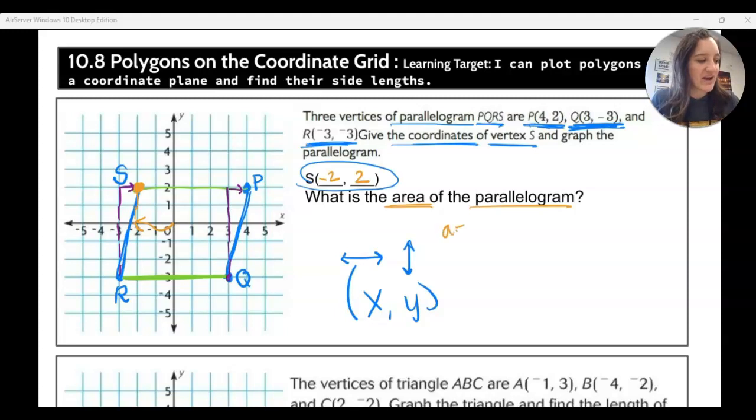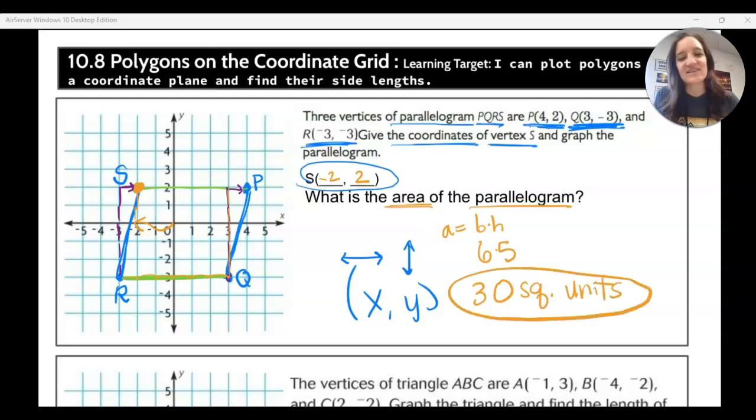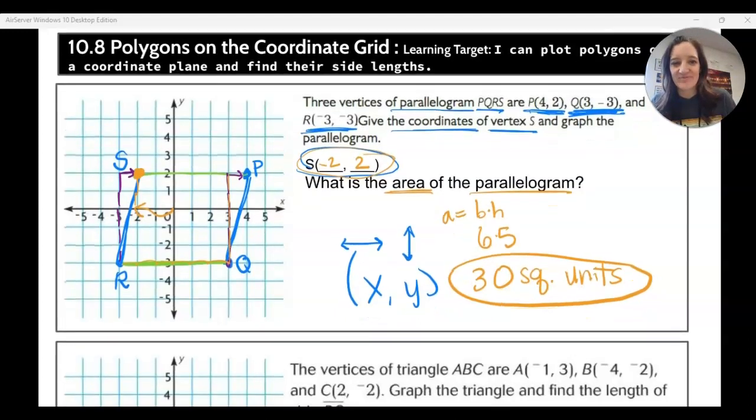And then the next question we have is, what is the area of this parallelogram? Well, we're going to remember the area is just base times height. We already counted the base, right? The base was 6. And then the height, 1, 2, 3, 4, 5, was 5. 6 times 5 is 30. We're going to make sure we write square units because it's area, and units because it doesn't tell us if it's feet or inches or miles, right? So those are the 2 answers for that first example.